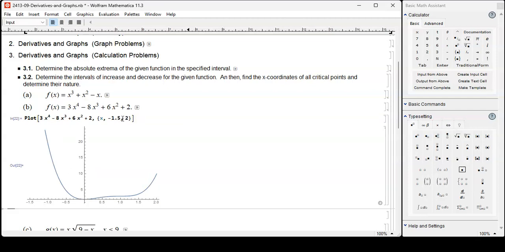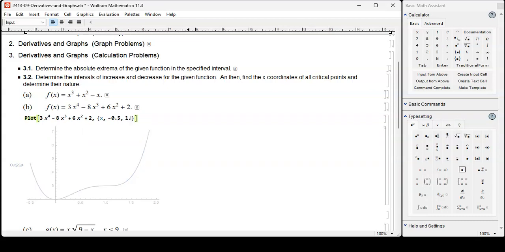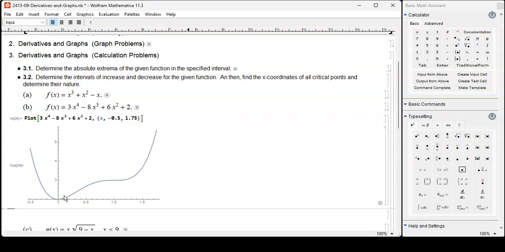to 0.5. That's what I meant. And then this one, 1.75. Okay, in any case, I have a local minimum. And then I have an inflection point here. Neither maximum nor minimum.